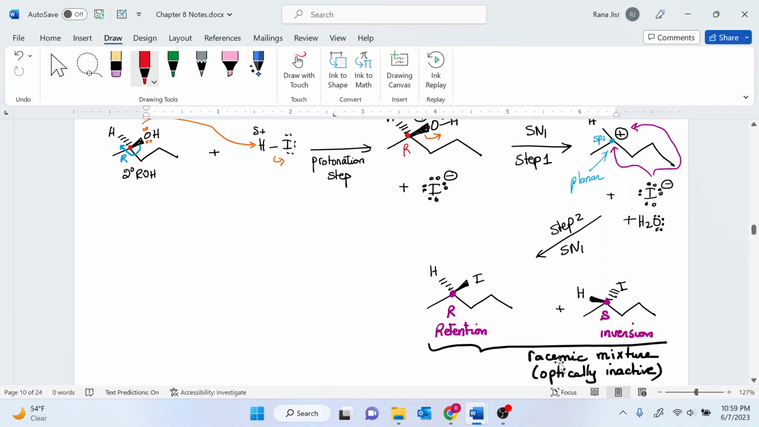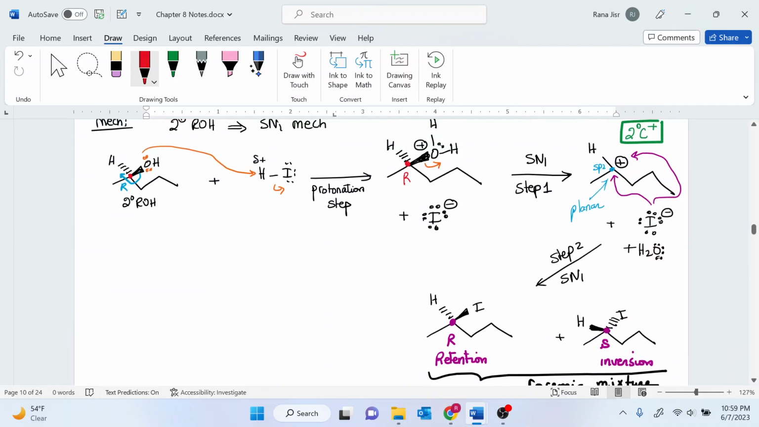The reason why they are a racemic mixture, because there's a rule in organic. If your reactant, which is here, this is the reactant that made the products, if your reactant is optically inactive, then your products have to be optically inactive. And if your reactant is optically active, then your products have to be optically active.